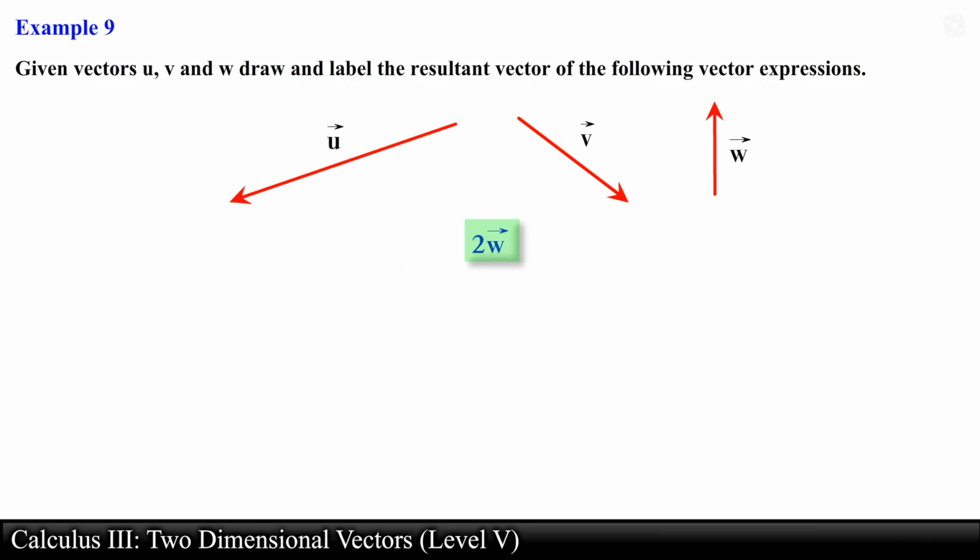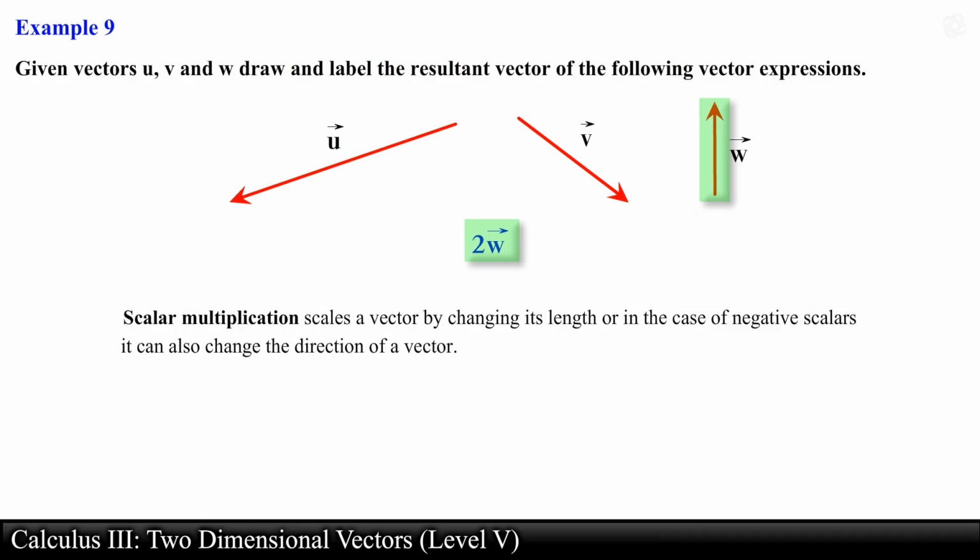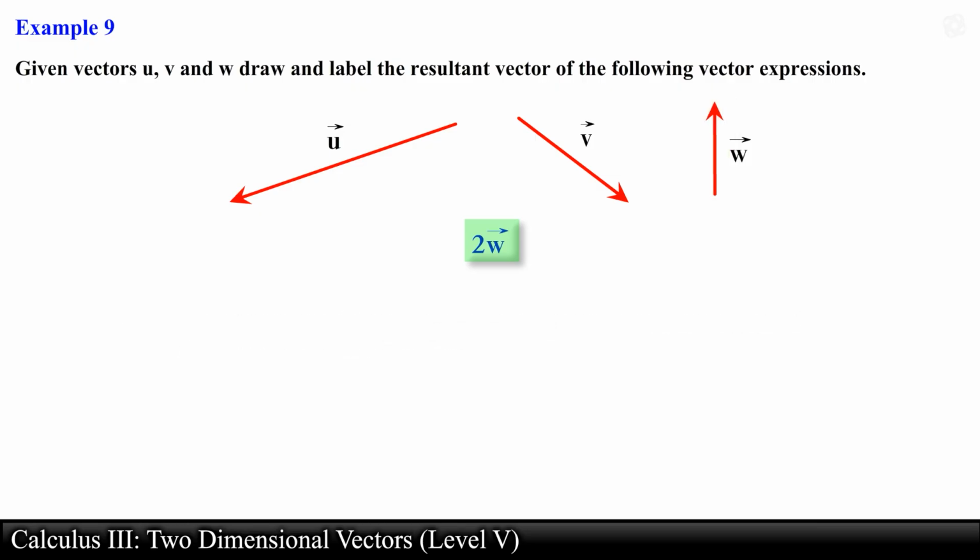Here we are asked to carry out a scalar multiplication of vector w. Recall that scalar multiplication scales a vector by changing its length, or in the case of negative scalars, it can also change the direction of a vector. In this example, we are asked to draw vector 2w. We can draw this expression by taking vector w and doubling the size or magnitude of the vector, as follows, keeping the same direction as the original vector. Okay, let's try the next problem.